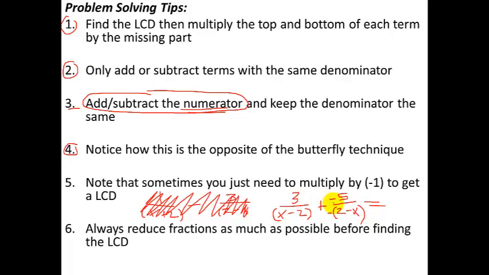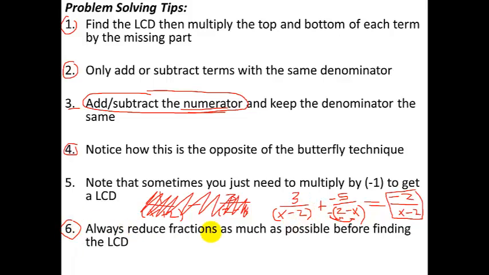Okay, so 3 minus 5 is -2, and now the denominator is the same. It's going to be x minus 2, because right here, if you distribute the minus sign in, you get a -2 and a positive x. So just be aware that the denominators might look a little bit different, but you don't want to find a bigger common denominator than you need to if they're just off by a minus sign.